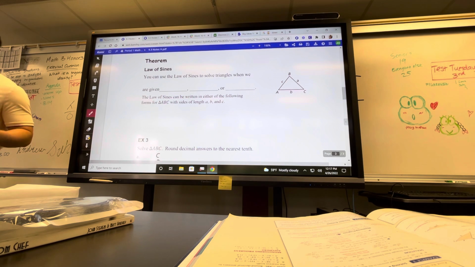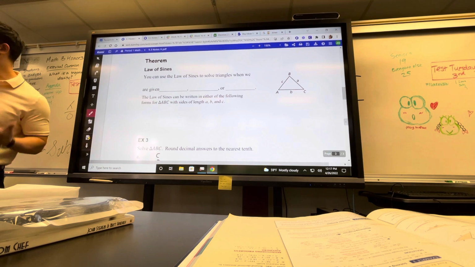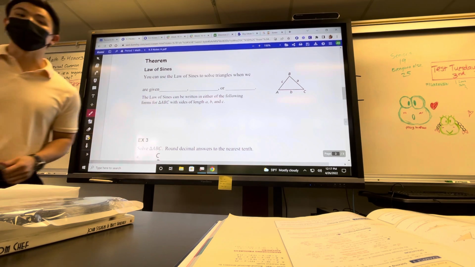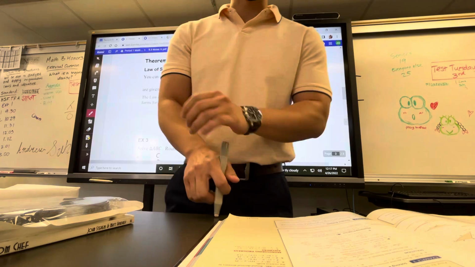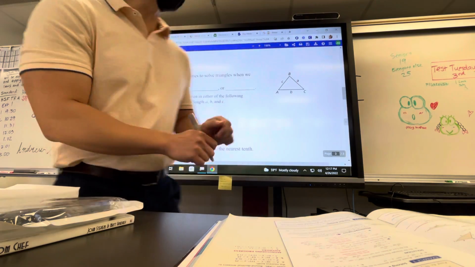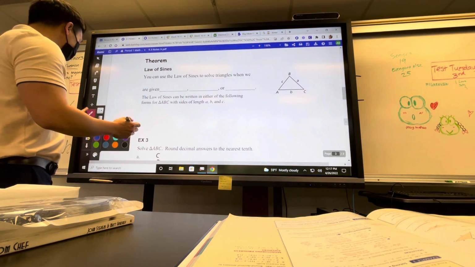You guys remember what it means to solve a triangle? Yeah, we want to find every side and every angle. So we can use the law of sines to find every side and every angle. But we do need some information from our triangle that's given to us. So we need at least some angles and some sides.